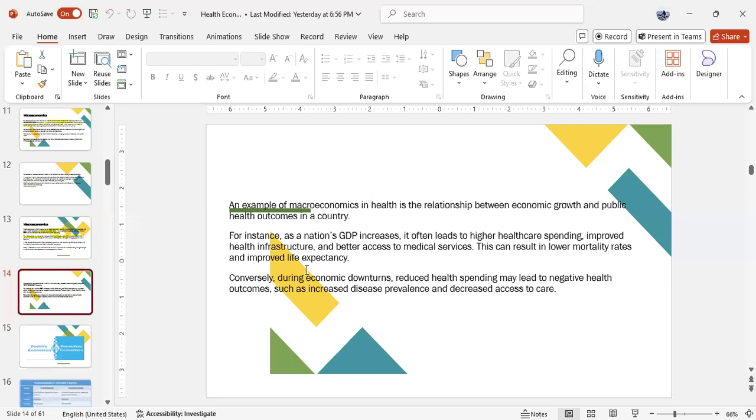An example of macroeconomics in health is the relationship between economic growth and public health outcomes in a country. For instance, as the nation's GDP increases, it often leads to higher healthcare spending, improved health infrastructure, and better access to medical services. This can result in lower mortality rates and improved life expectancy. Conversely, during economic downturns, reduced health spending may lead to negative health outcomes such as increased disease prevalence and decreased access to care.